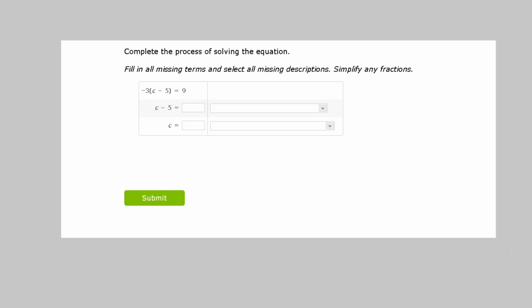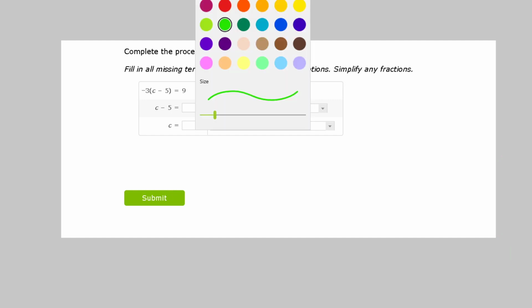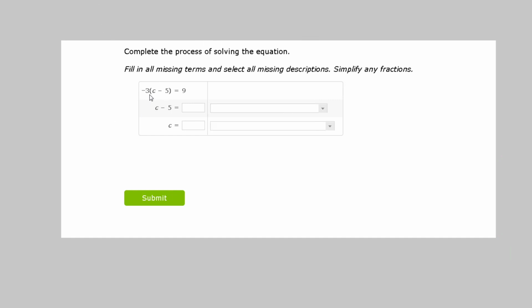Okay, so we have negative 3 times the quantity of C minus 5. It's all equal to 9. So again, PEMDAS. We have parentheses again in this one, which we know we're saving for last. So let's look at this here.